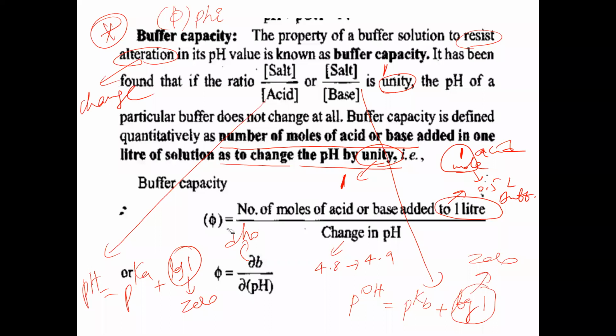Did you all understand the concept? If 1 mole of acid is added to 0.5 liters, then 2 moles of acid will be added to 1 liter. Then these 2 moles should be taken in the numerator here. Is the concept clear to all? That's about buffer capacity. Let's take a screenshot of this one.